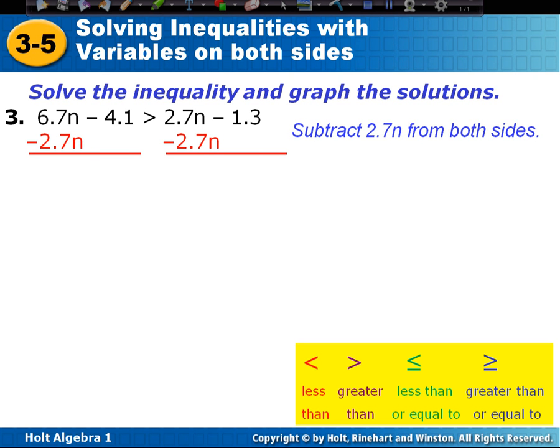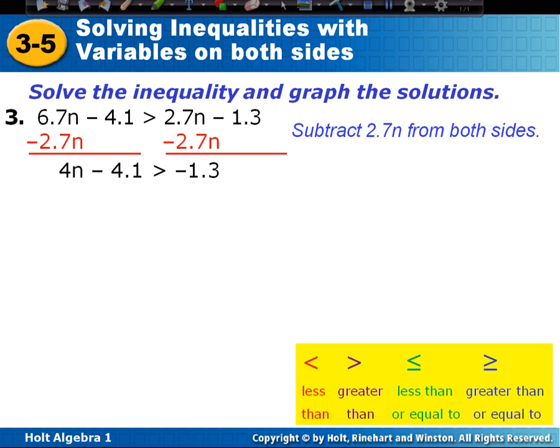And especially here, I always like to go from right to left so that my n is always on the left when I'm finished. That way I don't have to flip anything around for my set notation. And 6.7n minus 2.7n gives me 4n. So 4n minus 4.1 is greater than negative 1.3.